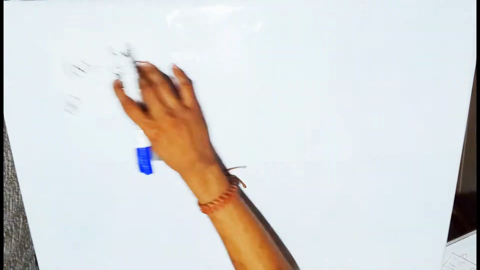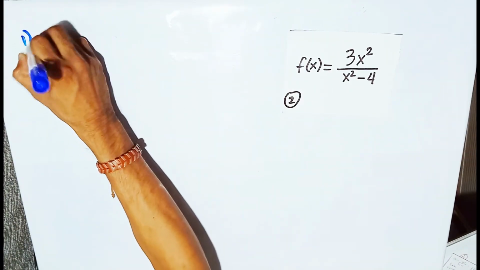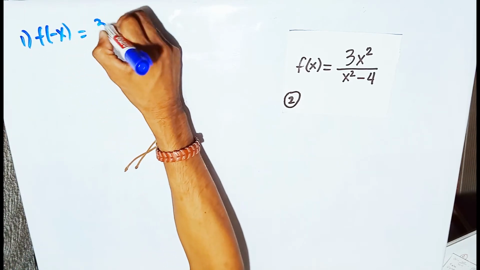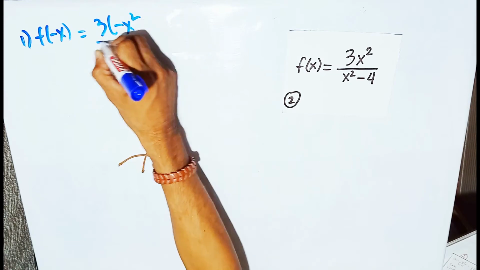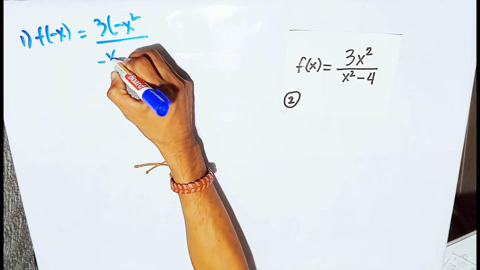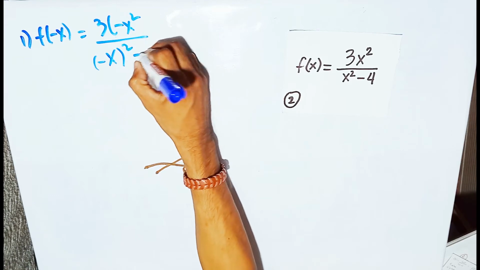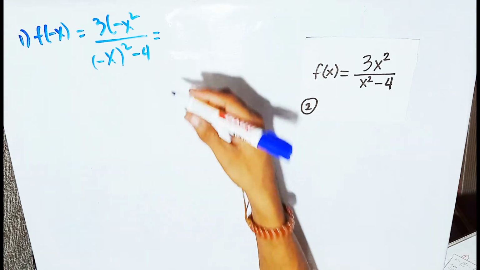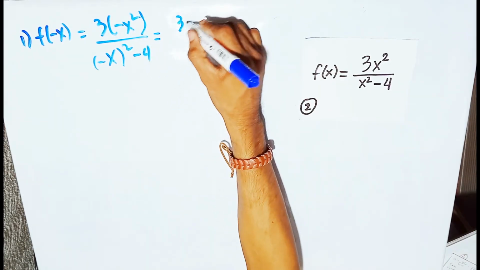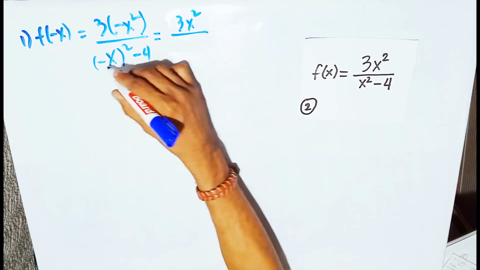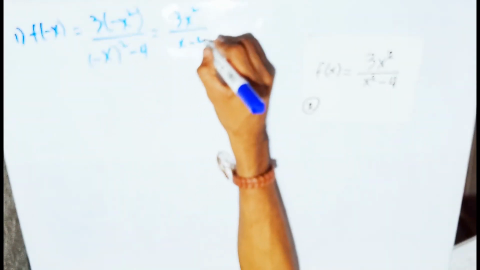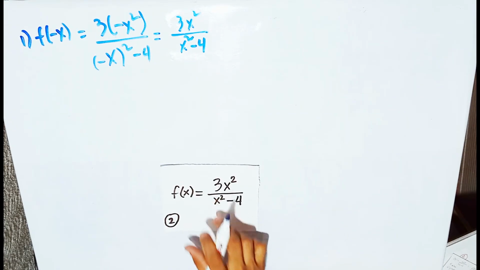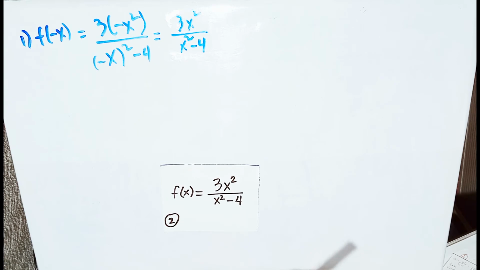So tingnan natin yung number 1 natin. So lagay muna natin dito number 1. We have f of negative x is equals to 3 times negative x raised to 2 over negative x raised to 2 minus 4. Tingnan natin kung meron siyang axis of symmetry or symmetry on the origin. So we have 3x raised to 2 over, so negative x raised to 2, we have x raised to 2 minus 4. So therefore we have here an axis of symmetry. So meron tayong tinatawag na symmetry dito.